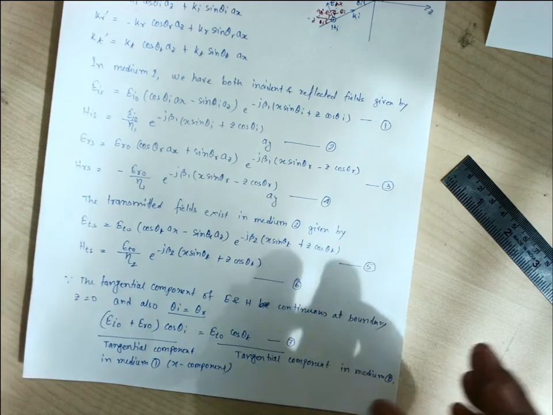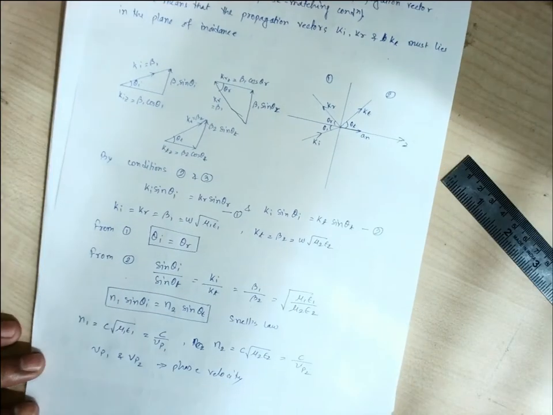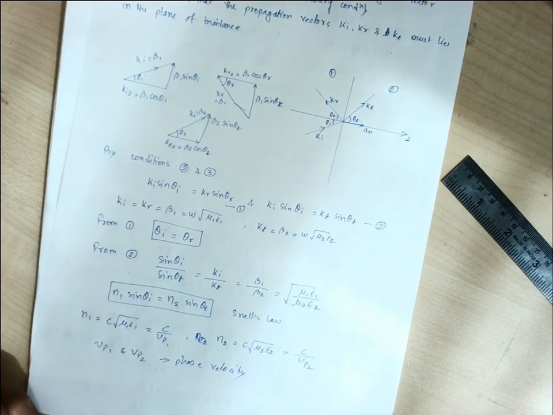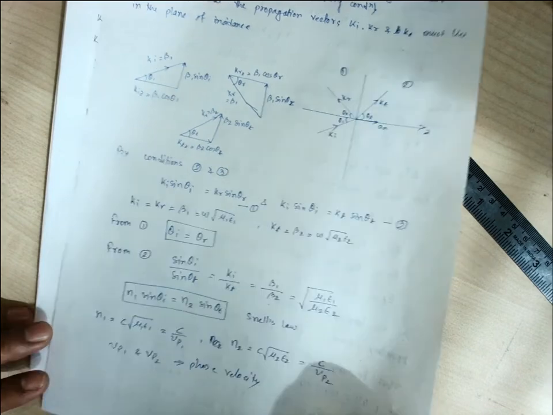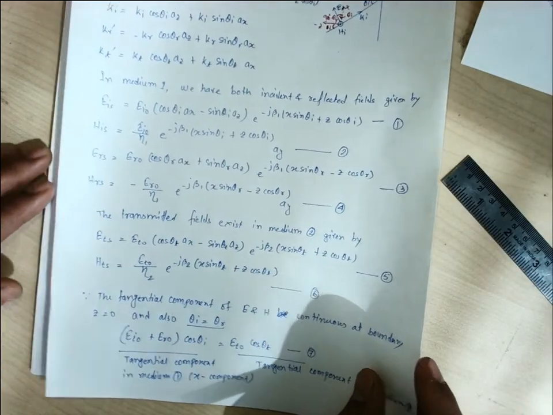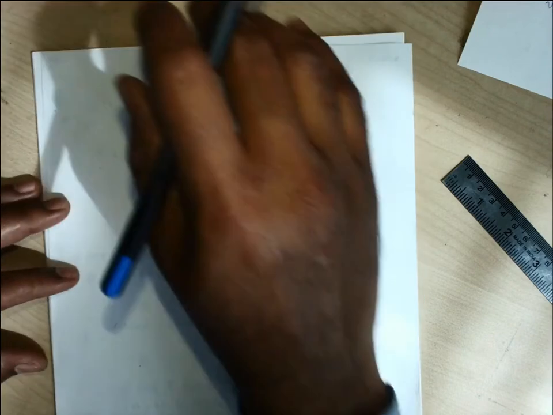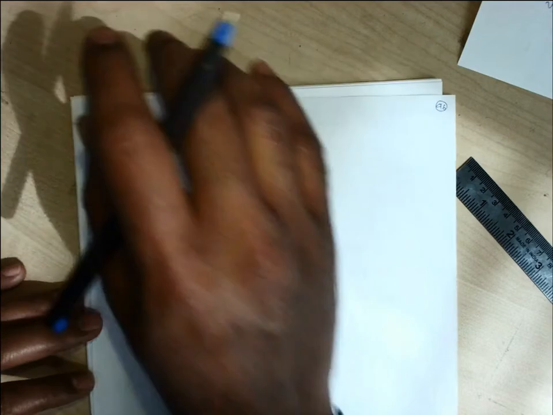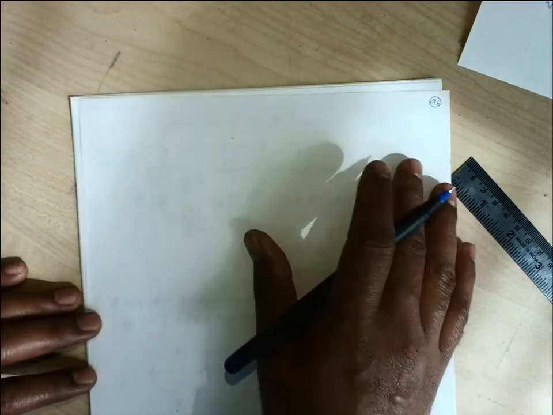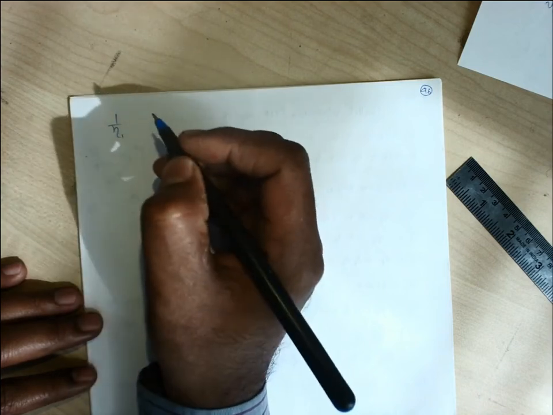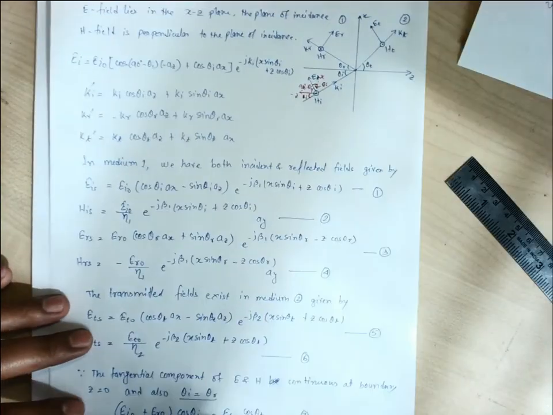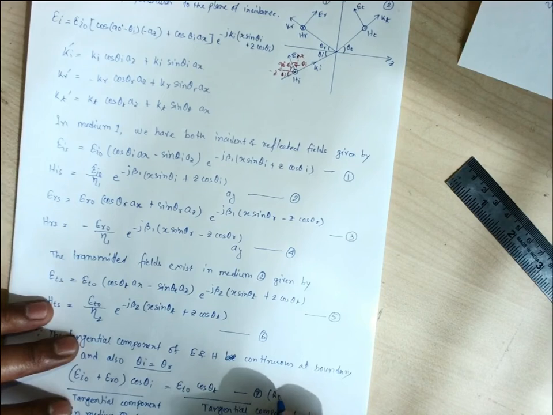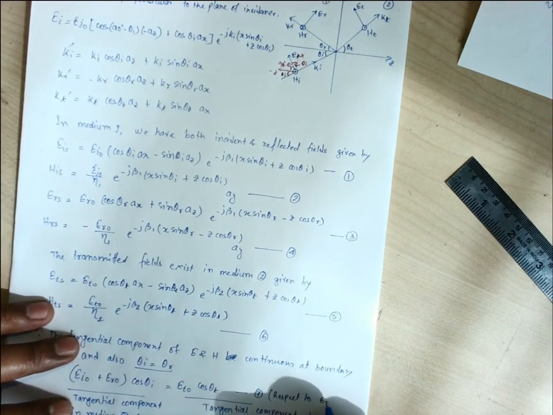So last day we have seen the relation like this from Snell's law. So we are supposed to use this one here. So after this, we can write down in medium 1, 1 by eta 1 with respect to magnetic field. This is with respect to electric field. I am just writing here respect to E field.